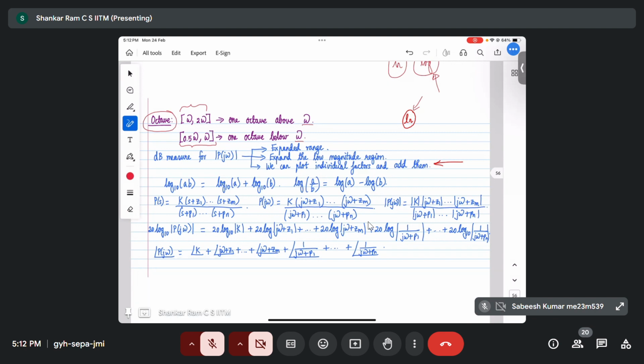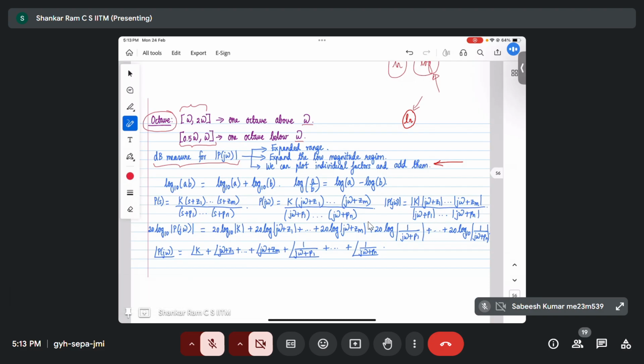Now, let's figure out why we use a decibel measure for the magnitude of P of j omega. So once again, please note that the magnitude of P of j omega is a positive quantity. P of j omega is a complex variable, but when you and I calculate the magnitude by taking the square of its imaginary part and the real part, adding them and taking the square root, we are going to get a positive number. So that is why the magnitude of P of j omega will be positive. So when we take the logarithmic measure of the positive number, that multiplied by 20 will be the decibel measure.